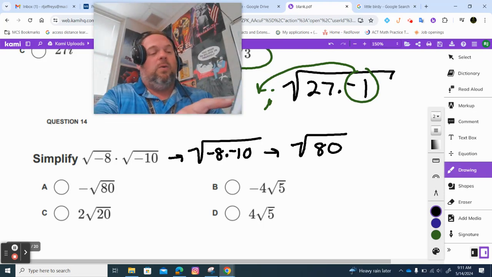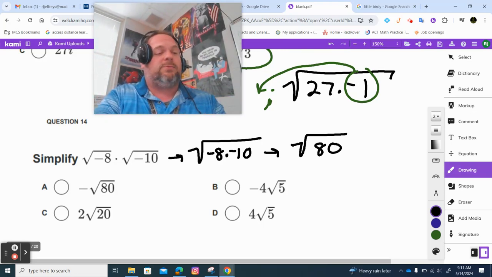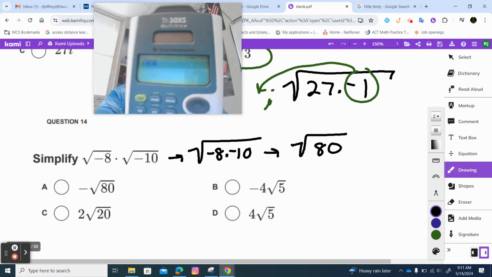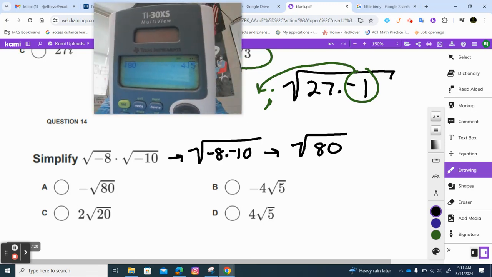Okay, so what we're going to do, we're going to take the square root of 80 and put it in the calculator and get 4 root 5.